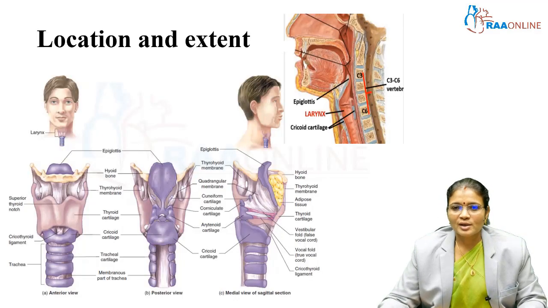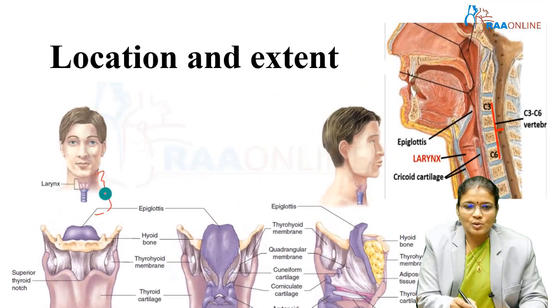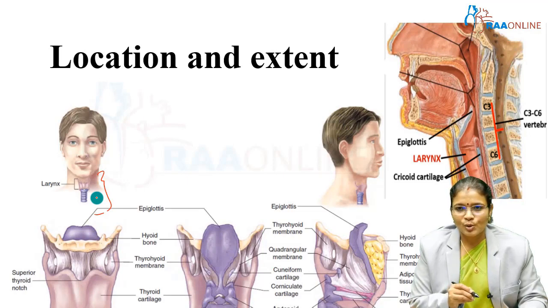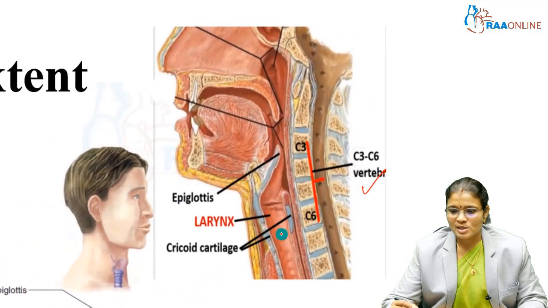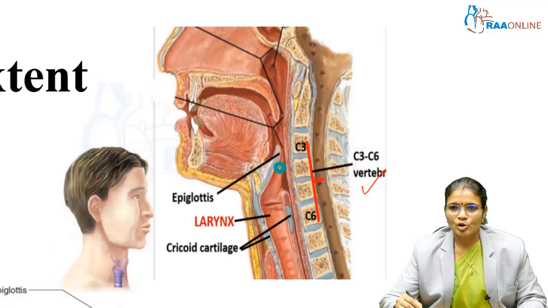Coming to the location and extent of larynx. In this picture you can see larynx is located in the front of the neck. It lies just below the hyoid bone and extends downwards up to the trachea. The vertebral levels correspond to C3 to C6 vertebra. So larynx extends from C3 to C6 vertebra. You can see the epiglottis here and the cricoid cartilage here, which below continues as trachea. So the extent of larynx is from C3 to C6 vertebra.